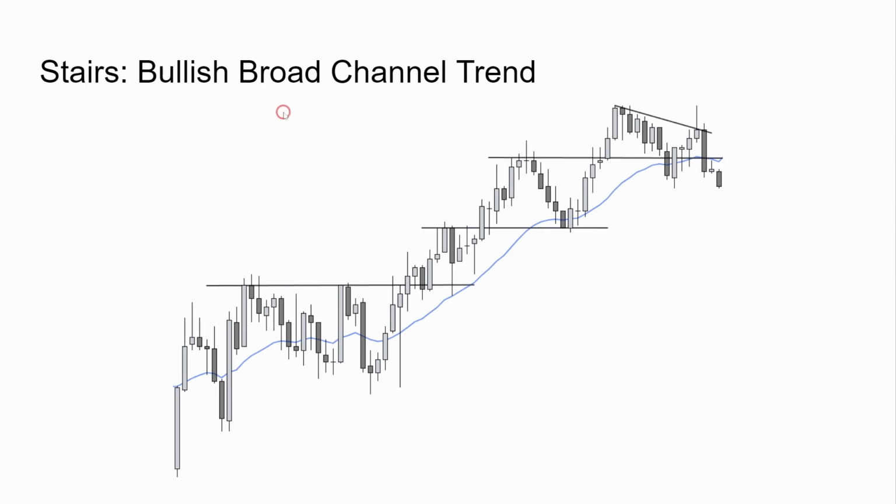Here's a bullish broad channel trend. You can see it's bullish, but it's broad. Bears made money shorting this top, and this top, and this top, and this top. This is where we see the break and retest. Here is the channel line break, and this is the retest, and that creates a lower high for the bears, and they get the breakout to the downside.